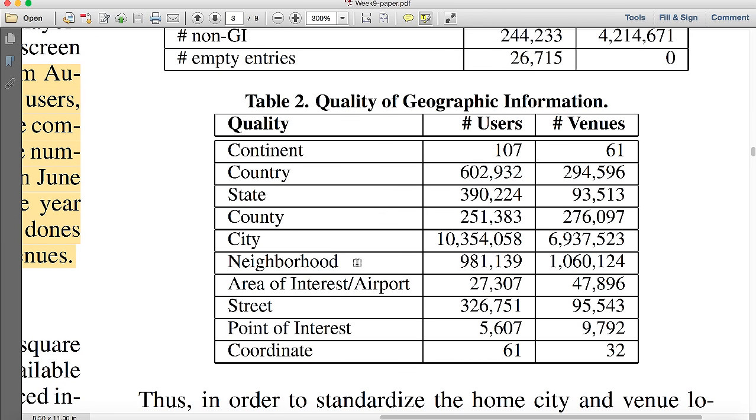So the quality of geographic information is continent, country, state, and this information that is available in this data set is number of users, number of venues. Country, state, county, city, neighborhood, area of interest or airport, street, point of interest, and coordinates. All these pieces of information you will get in your JSON when you collect data from Foursquare. And this was basically pruned to get more quality data which can be used for analysis.